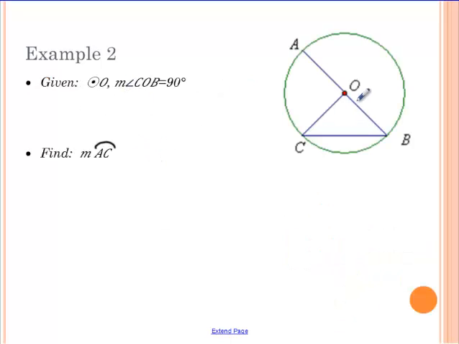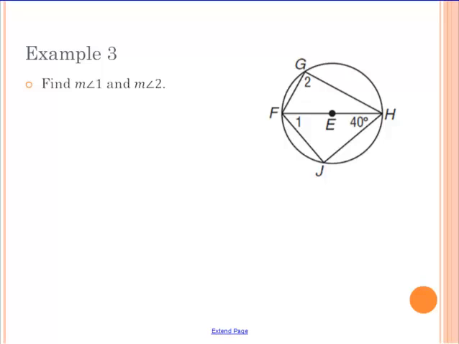Example 2, angle COB, it's 90 degrees, it's a right angle. I want to find arc AC. So AC is what I need to find in the end. Since this is a 90-degree angle, that means this is a 90-degree arc. This is a straight line diameter, 90 and 90. The other way you could have done it, since triangle COB has two sides that are a radius of the circle, this is an isosceles right triangle, making that a 45-degree angle, and 45 times 2 is 90.